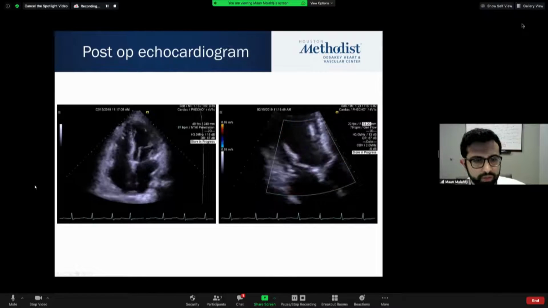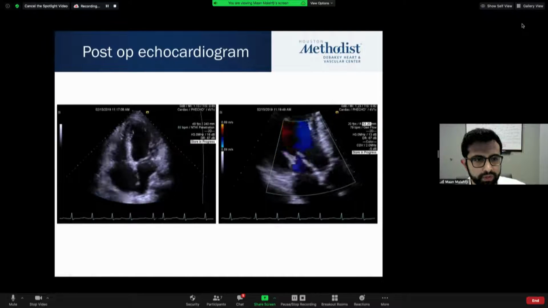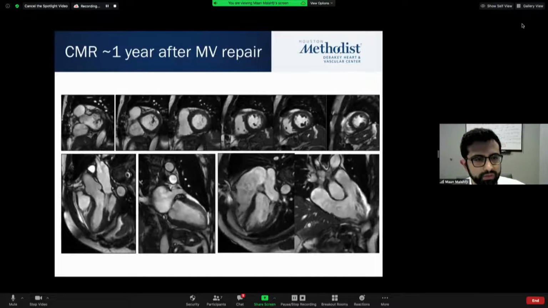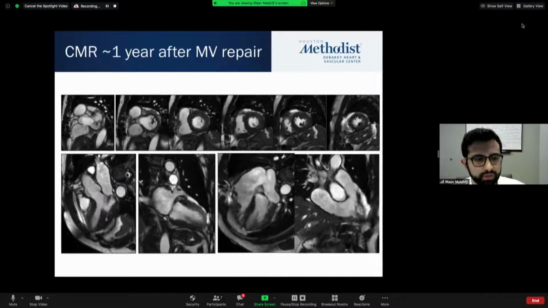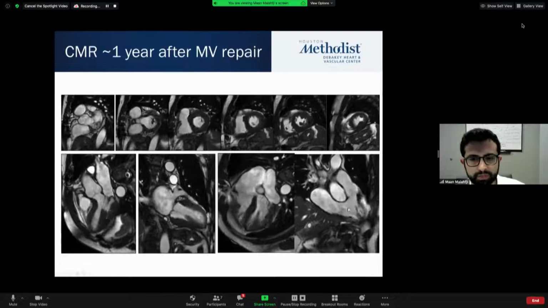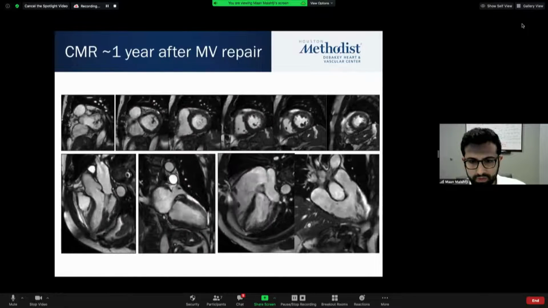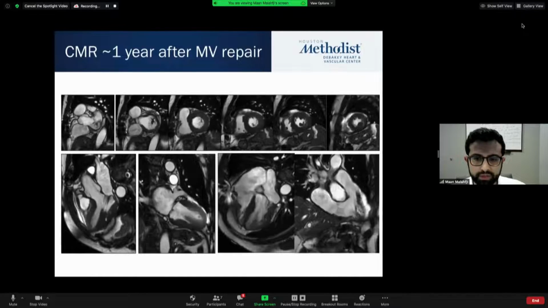He was asymptomatic, he was doing well, and we brought him back for CMR a year afterwards. And as you can see, there's a huge and dramatic reduction in his LV volumes. The LV function looks to be on the lower end of normal. You can see the mitral valve repair seems to be quite successful without any evidence of significant MR, but we're going to evaluate that further. And here's the tricuspid valve. The tricuspid valve wasn't intervened upon, and he really had mild to minimal TR post-operatively.